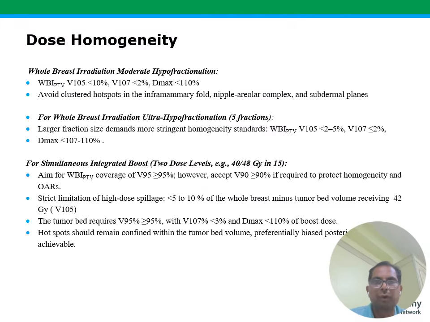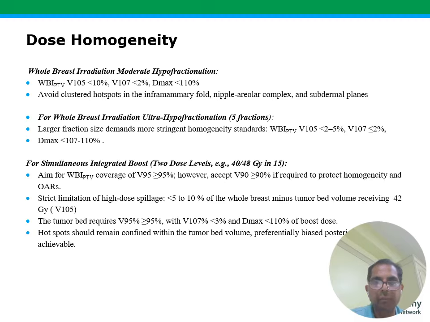So this is what we follow for dose homogeneity. For whole breast irradiation with moderate hypofractionation, we try to have V105 less than 10%, V107 less than 2%, and a D maximum of less than 110. We avoid any clustered hotspots in the inframammary fold, nipple areolar complex, and subdermal plates, which I showed you the example.